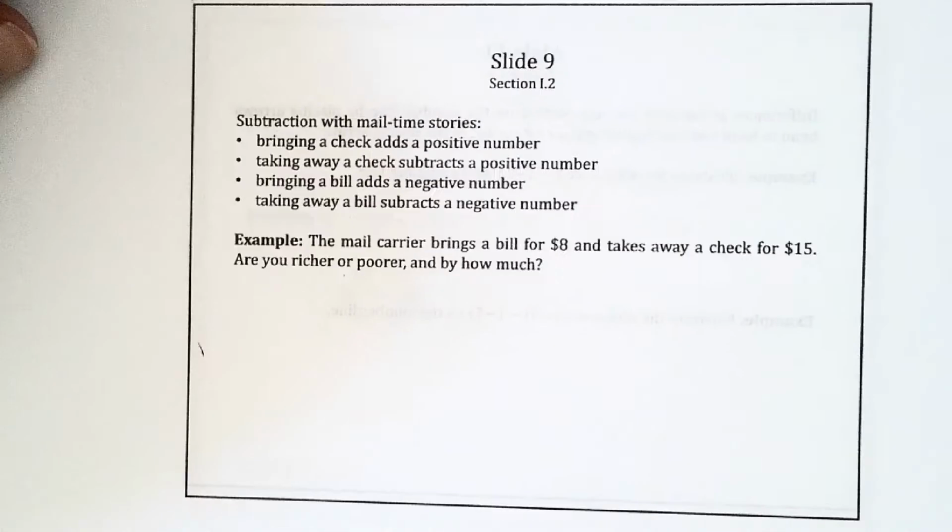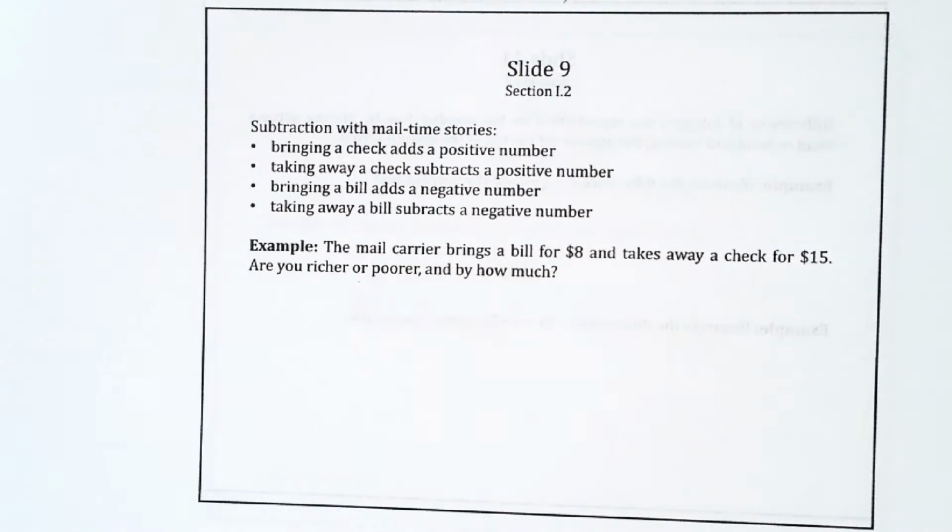So let's talk about mail time stories. Subtraction with mail time. Okay, here's the 4 possibilities. If they bring you a check, that adds a positive number. If they take away a check, that subtracts a positive number. So you're losing the check now. If they bring a bill, that adds a negative number. If they take away a bill, that subtracts a negative number.